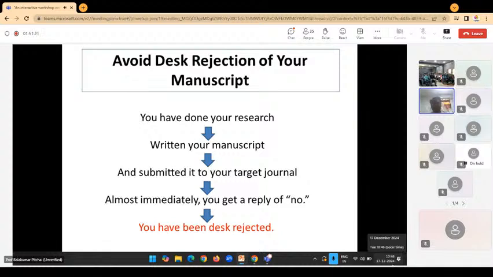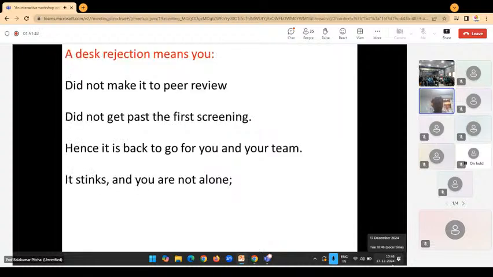If you get a desk rejection, psychologically it creates a problem, because after a long time writing a manuscript, it is finally rejected by a journal. There are a lot of possible reasons. Maybe it is not in the scope of the journal, or it is your mistake. This is what I'm going to discuss now. A desk rejection means you did not make it to peer review, did not get past the first screening. Hence, it is bad news for you and your team. Of course, it certainly stings because you are not alone, you are with your team, so it definitely creates a psychological problem.